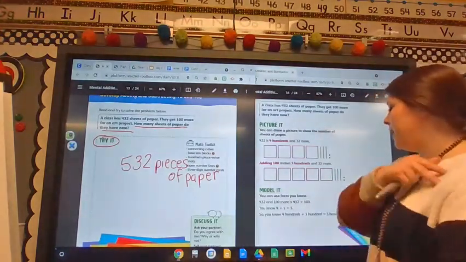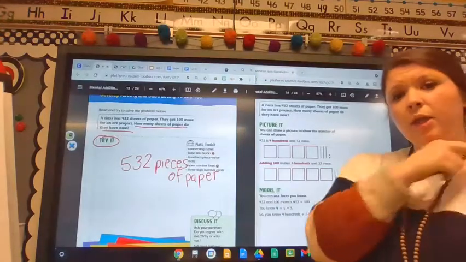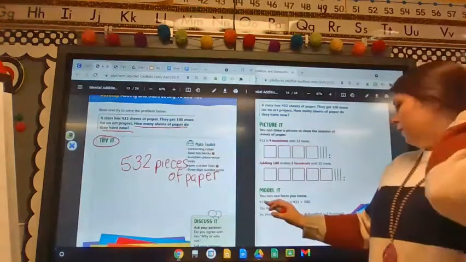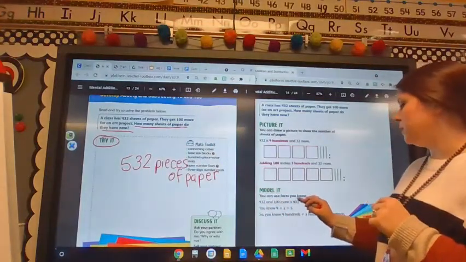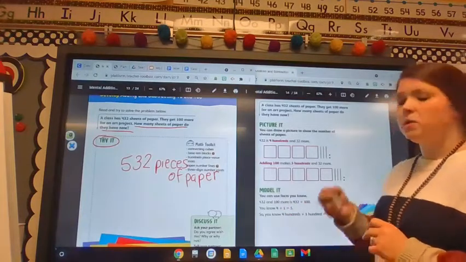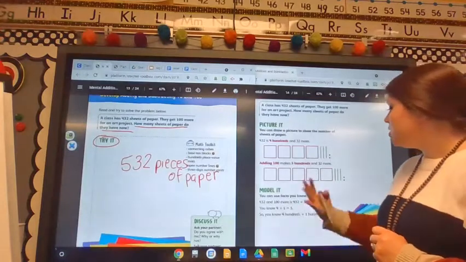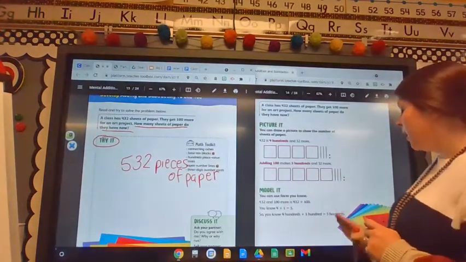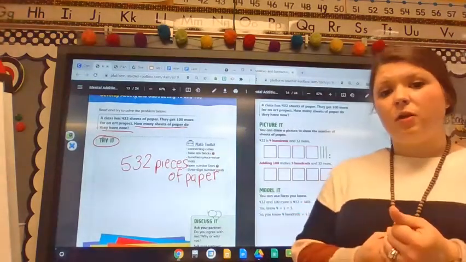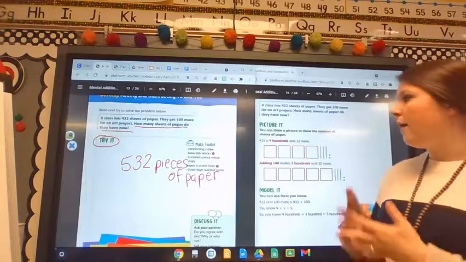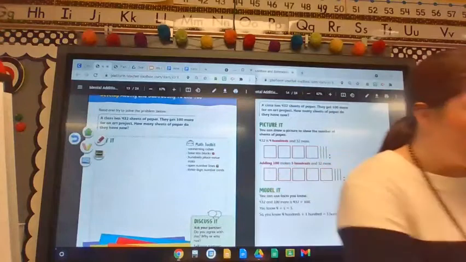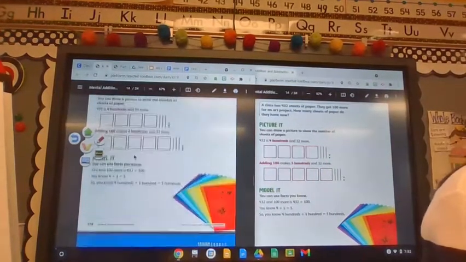You could have also written it in a model. Okay, you could have written an equation, and then you could have broken it down by place value, right? So 432 and 100 more is 432 plus 100. You know that 4 plus 1 equals 5, right? So 400 plus 100 equals 500. Then you just need to add on your 10s and 1s to have your total of 532. All right, now we're going to move over to the next page, okay?